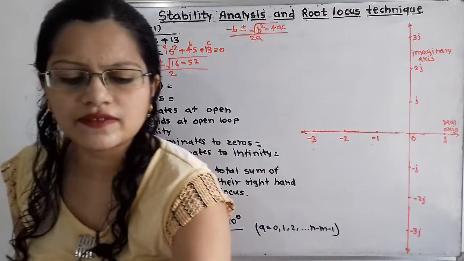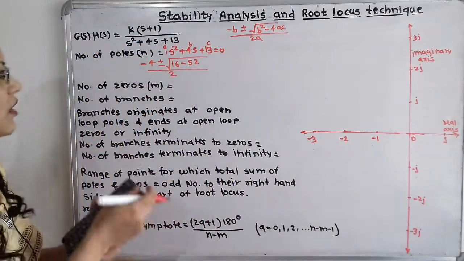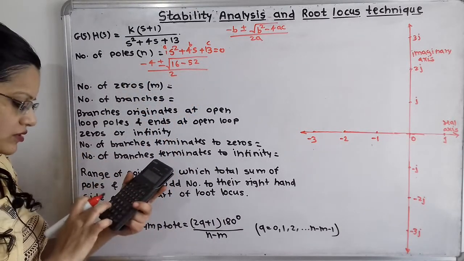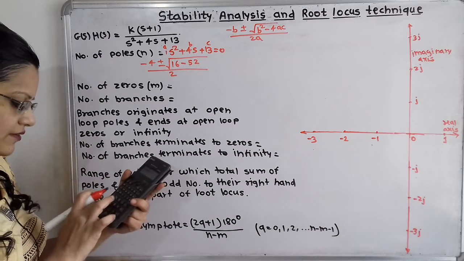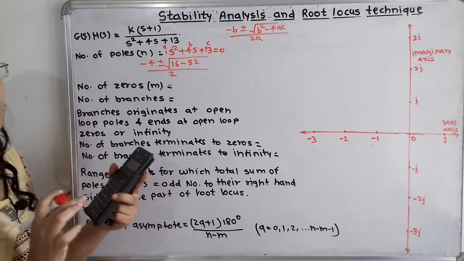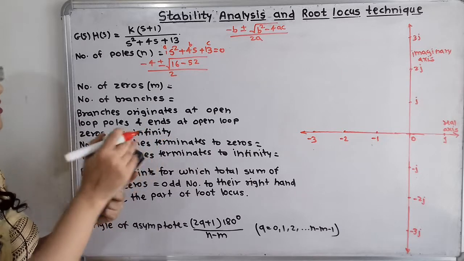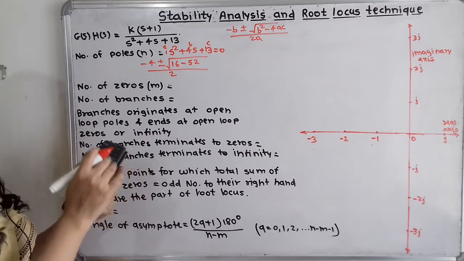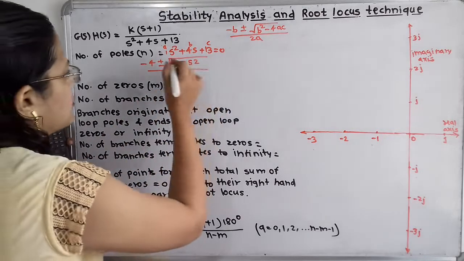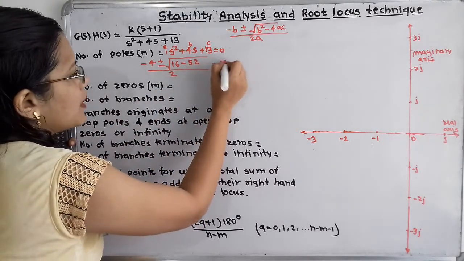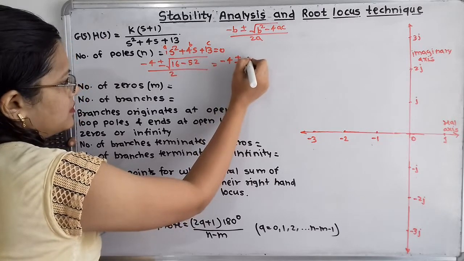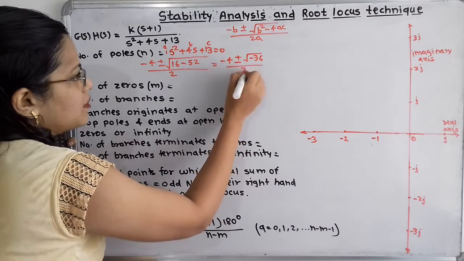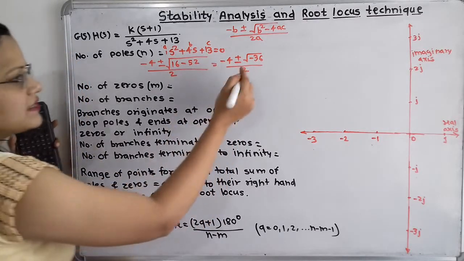Now we will solve this with the help of calculator. Now I will take 16 minus 52. So 16 minus 52, that is minus 36, and under root of minus 36, if I take square root, then it is square root of 36, that is 6. So I will write here which is equal to minus 4 plus minus, under root of minus 36, divided by 2. So how we can solve this next?